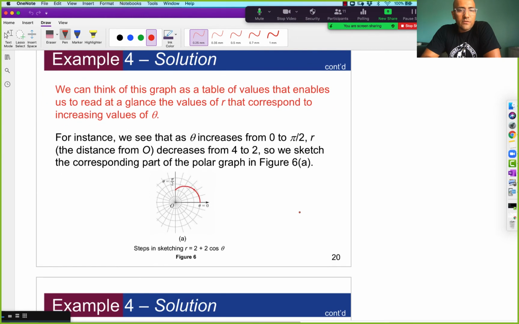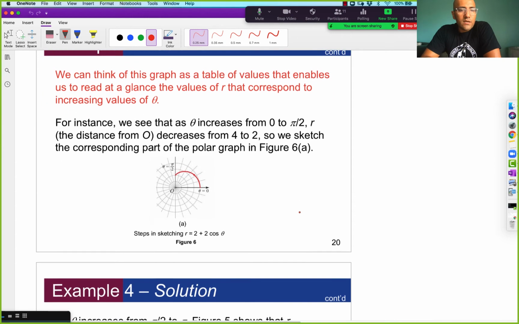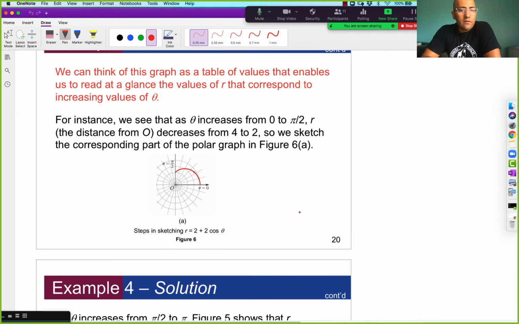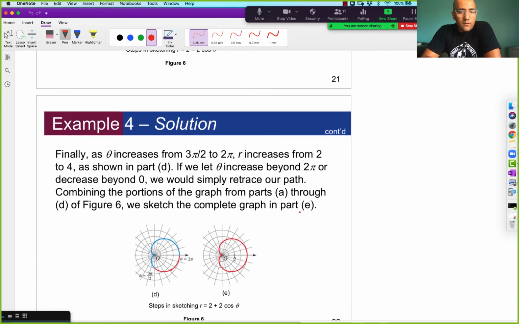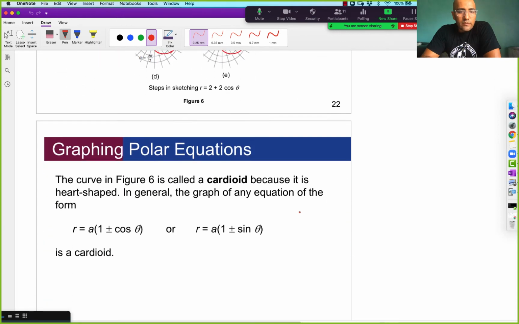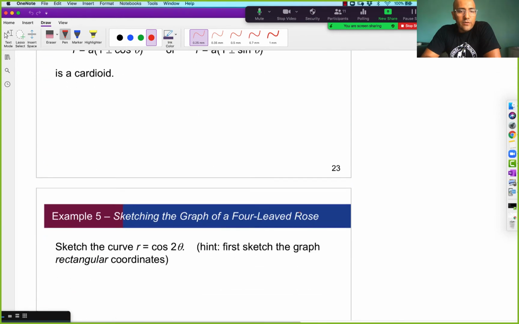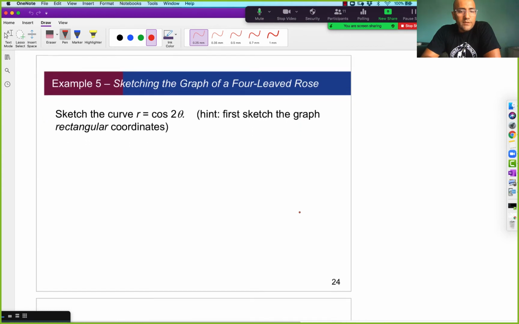We can think of this as a graphic table of values that enables us to read and glance the R values corresponding. So it's everything I've been talking about. We did that, we talked about that, we looked at the cardioids in general. Now let's look at this one.